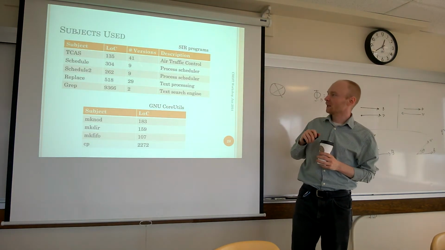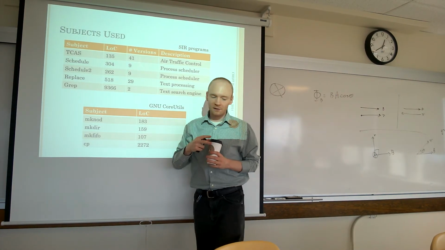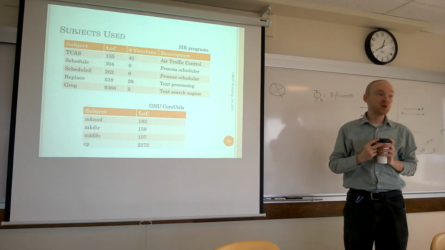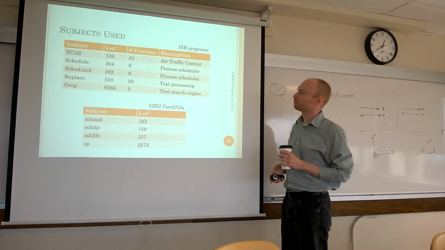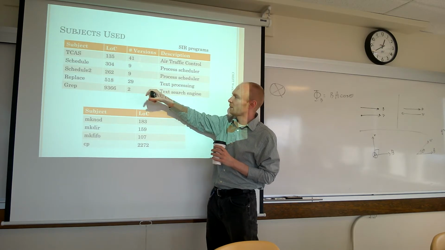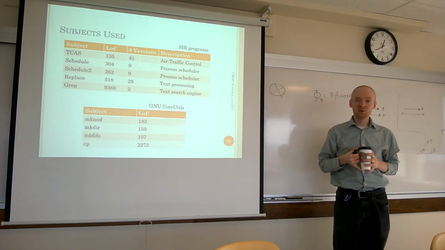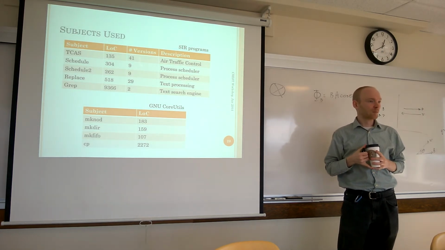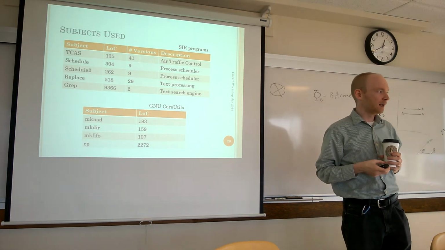So what do these look like? So we have TCAS, which is 135 lines of code. I would argue it's got something more like 50 lines of code that actually do anything, but it's roughly 135 lines of code. Schedule, Schedule2, replace. These are all from the Siemens Benchmark Suite. There are a couple of things missing there from the Siemens Benchmark Suite, maybe even conspicuously. So there is some incompleteness here, and it's not clear why this incompleteness exists.